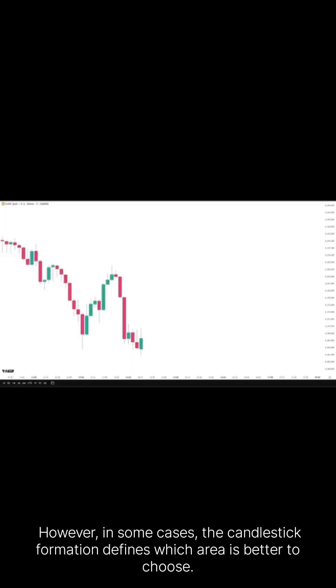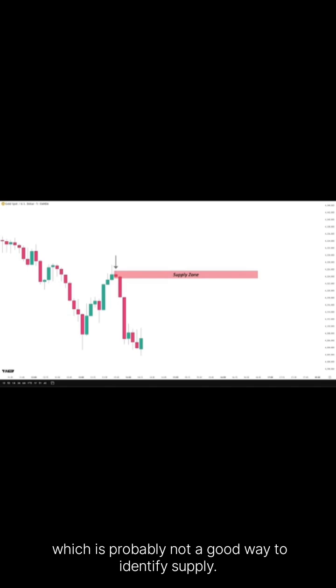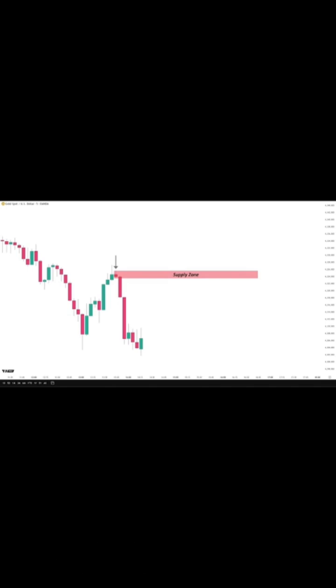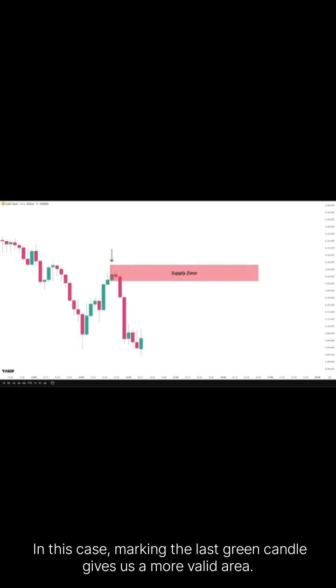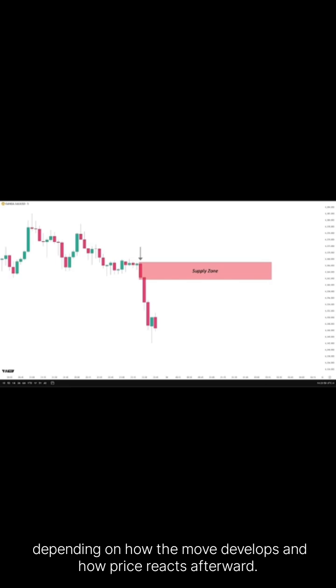Now, in this particular example, it does not matter which candle to choose because they are about the same area. However, in some cases, the candlestick formation defines which area is better to choose. For example, if we mark the first red candle as the beginning of the bearish move, we would end up with a very small zone, which is probably not a good way to identify supply. In this case, marking the last green candle gives us a more valid area. On the contrary, in other situations, the first red candle may provide a clearer and more reliable supply zone, depending on how the move develops and how price reacts afterward.